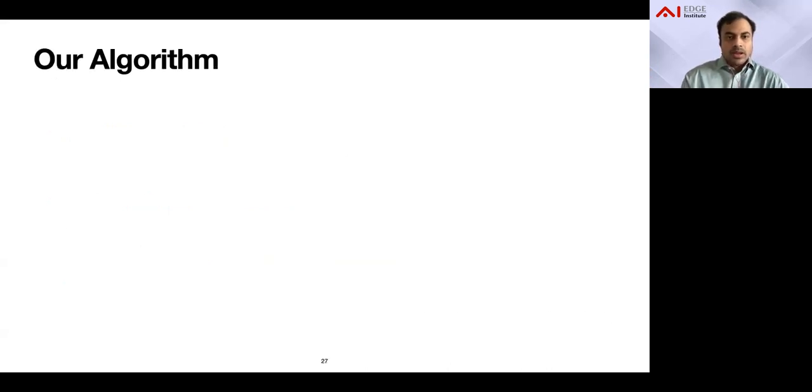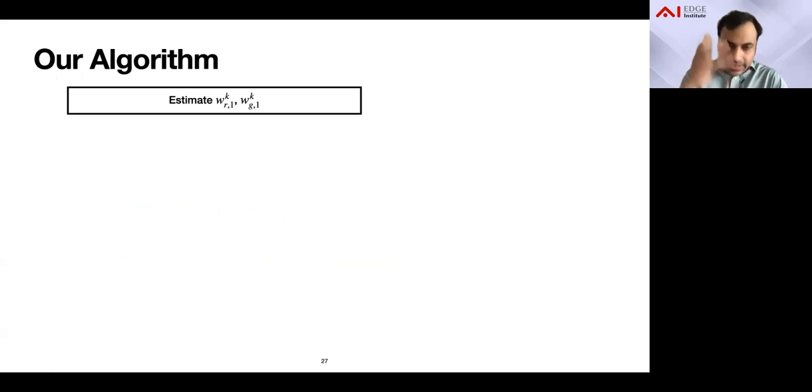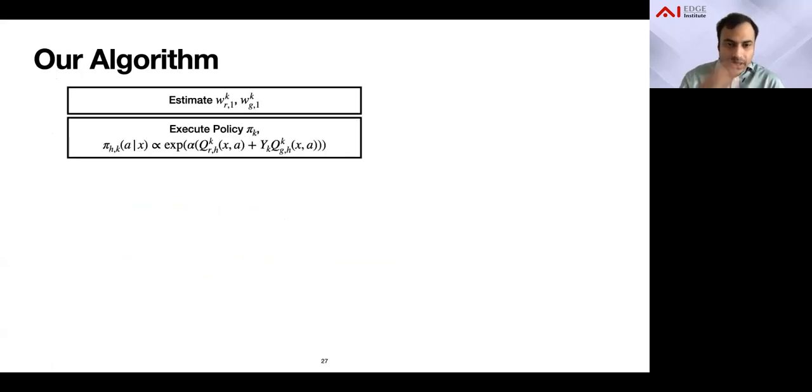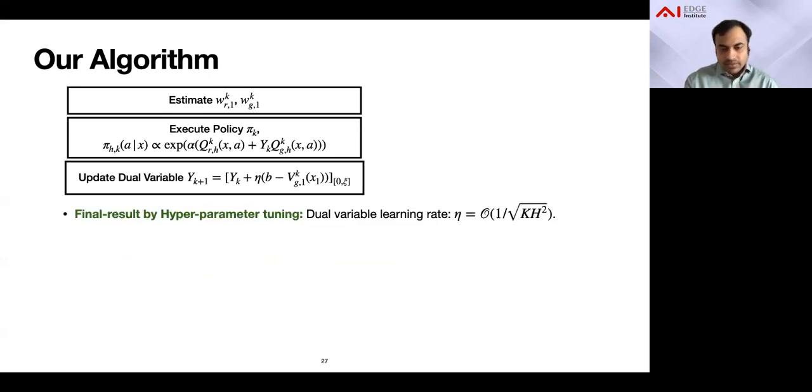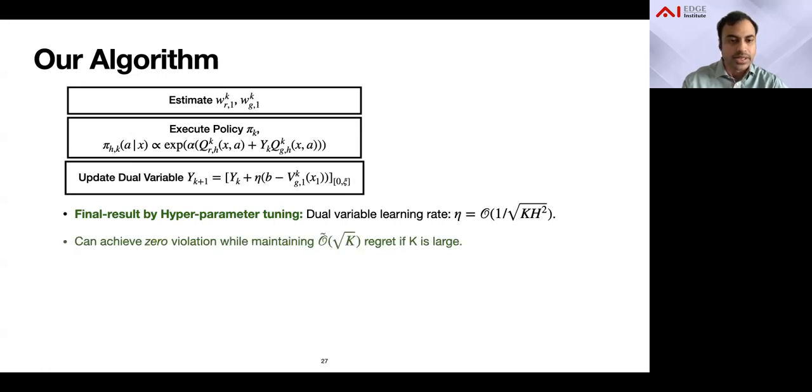Okay. So our algorithm is like this: we estimate the parameter, we have this policy with respect to the softmax, and then we update the dual variable depending on how we were doing in the dual space, whether the estimated value function is satisfying the constraint or not. And the final result we obtain by having this dual variable learning rate.